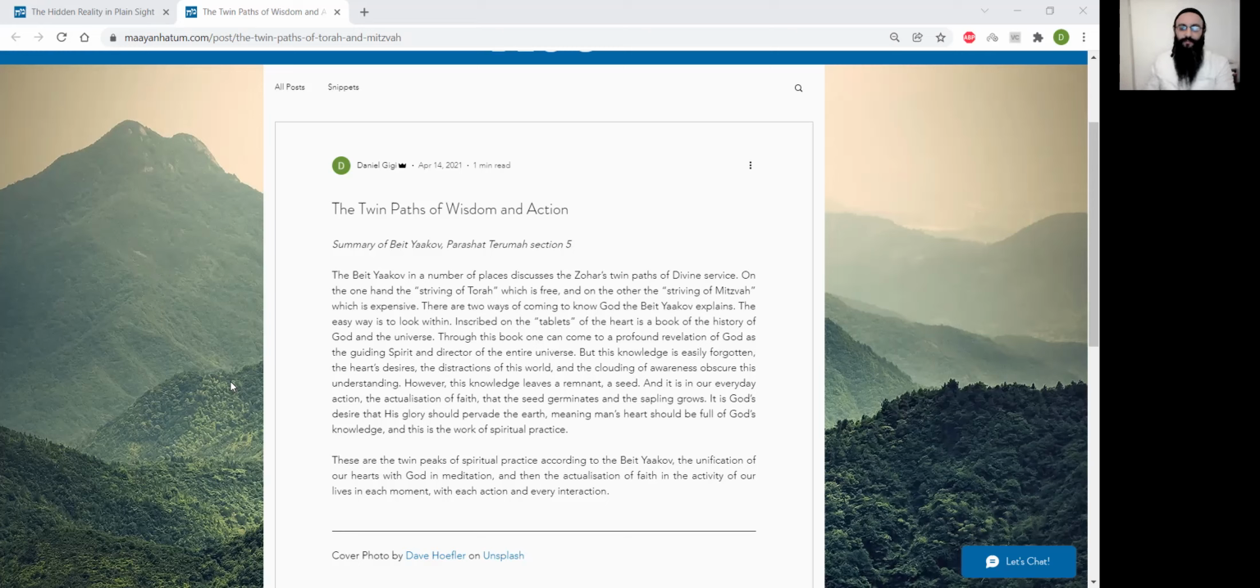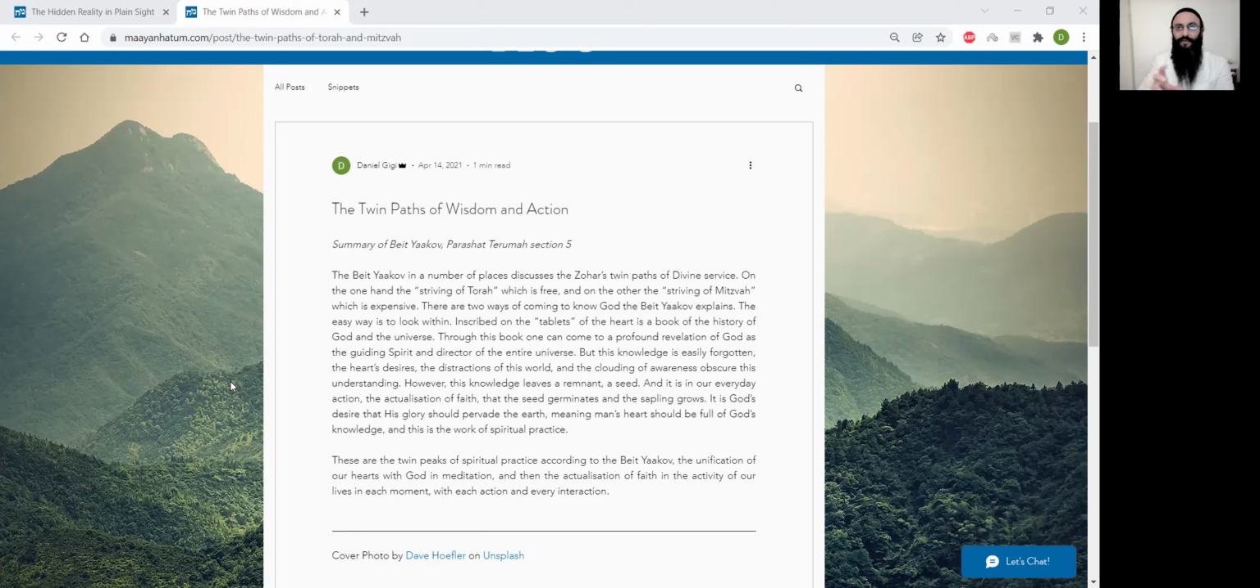But the easy way to come to know God is what is referred to as the Hishtadlut de'oraita. The Beit Yaakov explains that inscribed on the tablets of the heart is a book of the history of God and the universe. Within the heart, this is a reference to personal providence, hashgacha pratit, that every single one of us has a personal guide. God is personally guiding us, and if we look at our lives we can see that thread moving through it, and through this book one can come to a profound revelation of God as the guiding spirit and director of the entire universe.